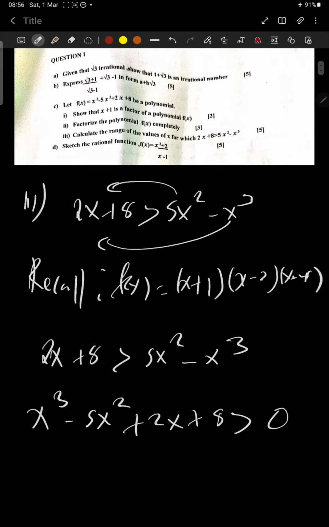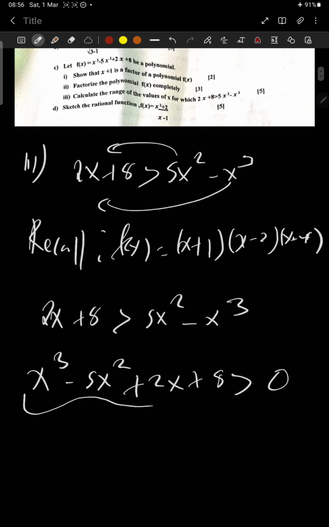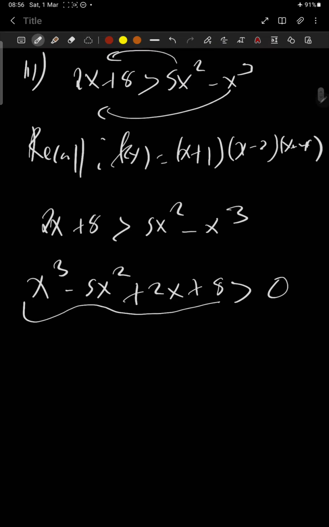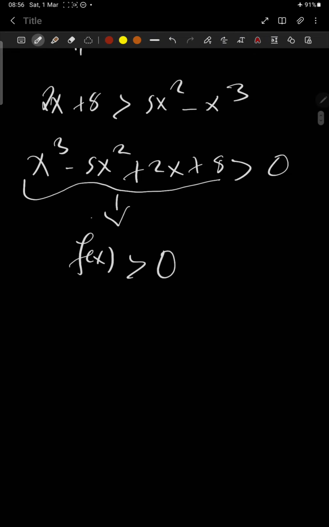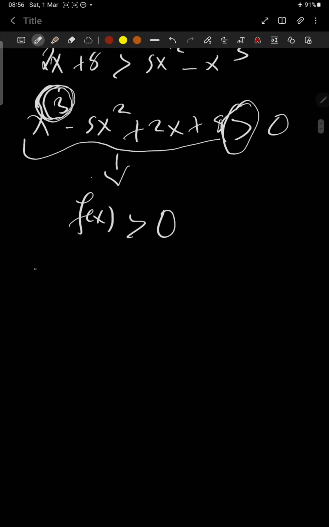Now if you look at this carefully, this is the same as f of x. If you look at the question, f of x is greater than 0. Whenever you have a power more than 1, like 2, 3, 4, 5, 6, and you see an inequality, it becomes inequalities. And how do you solve inequalities? Whenever you see a power of 3 and an inequality, immediately you should write critical points.